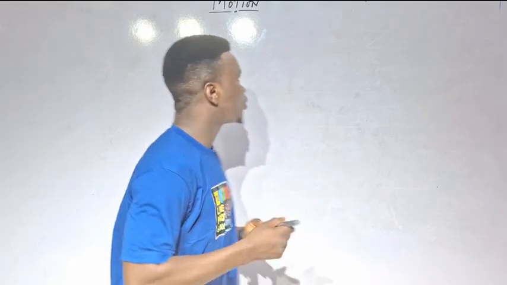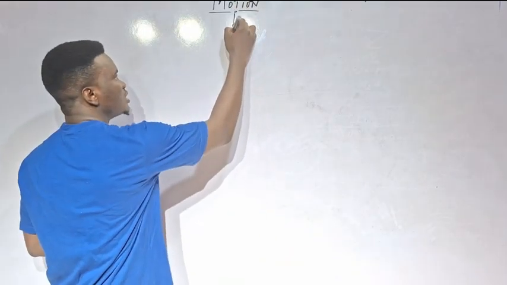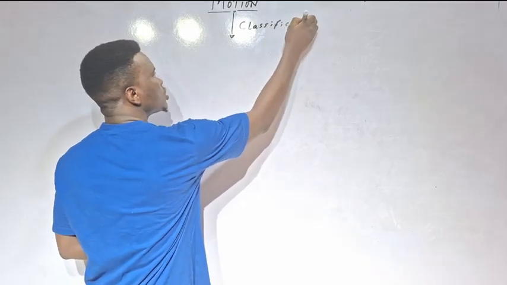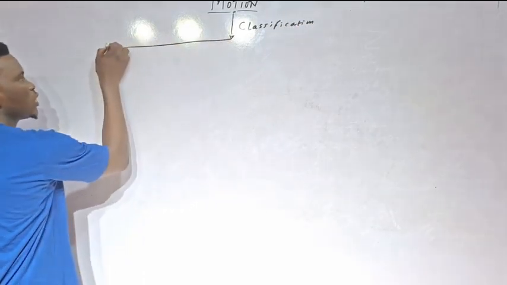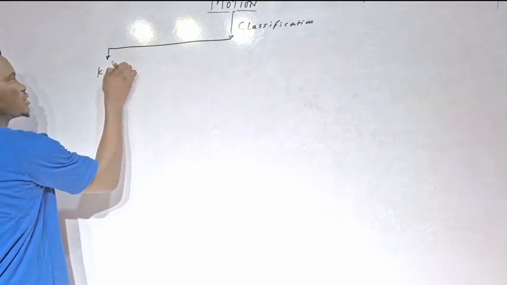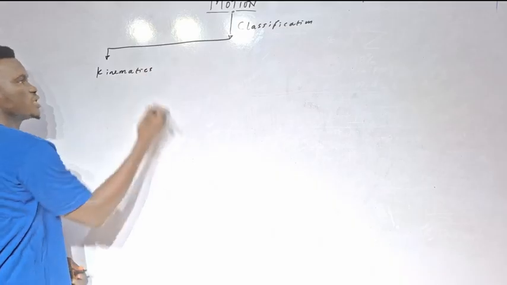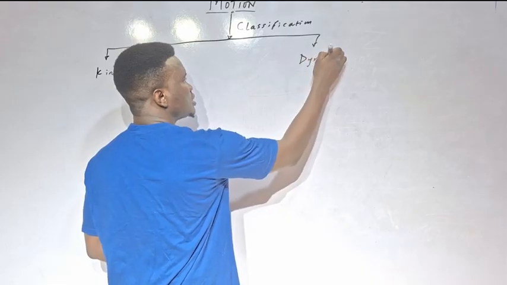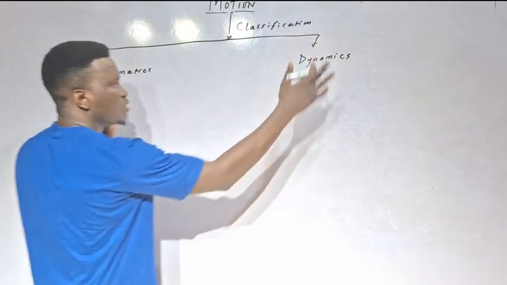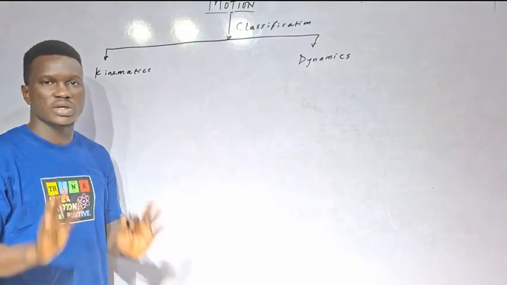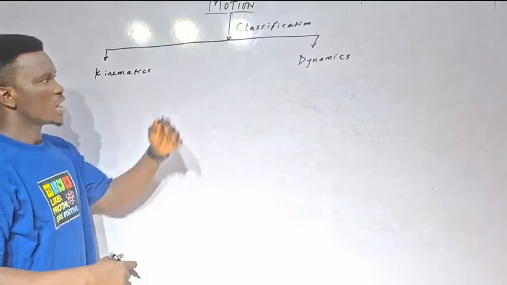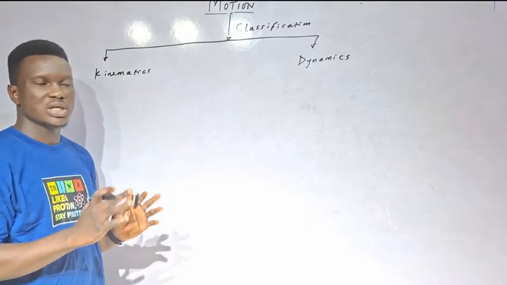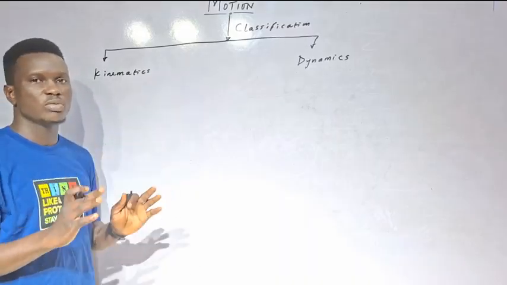So let's start with the word motion. Motion is classified into two. Based on classification, motion can be classified into, one, kinematics. Kinematics, what does it mean? I will talk about that. Then it can be classified into dynamics. This is just going to be a general overview of everything we will talk about in motion. So just follow through. At the end of the day, I'm going to take them one after the other. It might not all be in this class, because motion is a very wide topic.